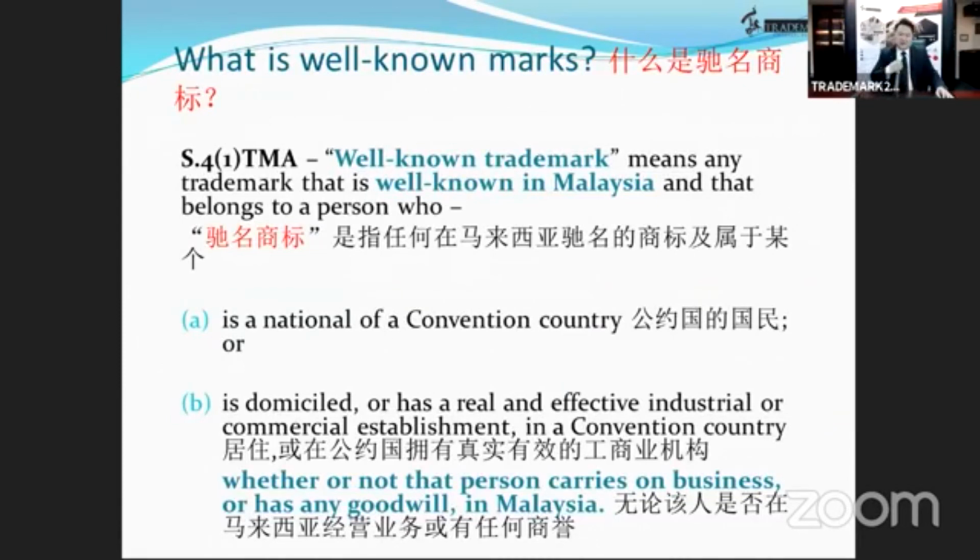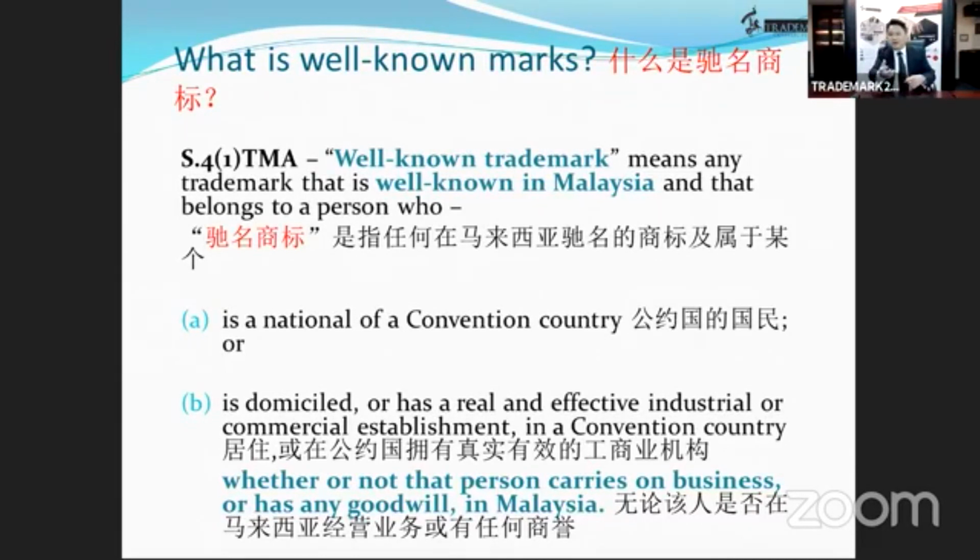Now, can I register a well-known trademark? Let's say I take the example of Toyota. We know Toyota is a very well-known automobile manufacturer in Malaysia. Basically, they produce cars, vehicles, spare parts, everything. So can I register the word Toyota for my fruit juice? I'm selling apple juice. I want to call it Toyota. Can I do that?